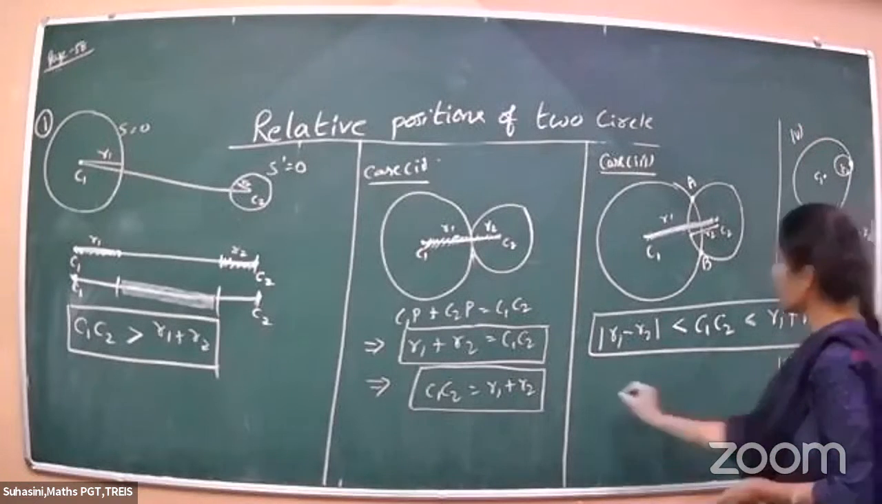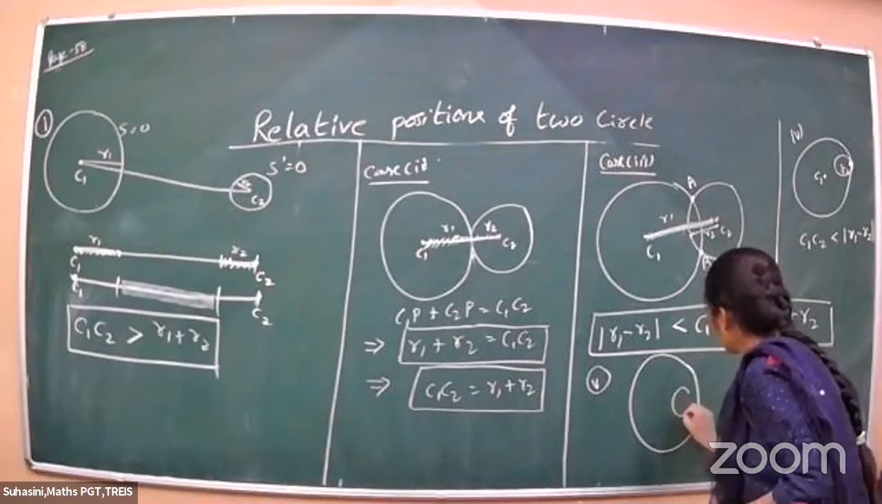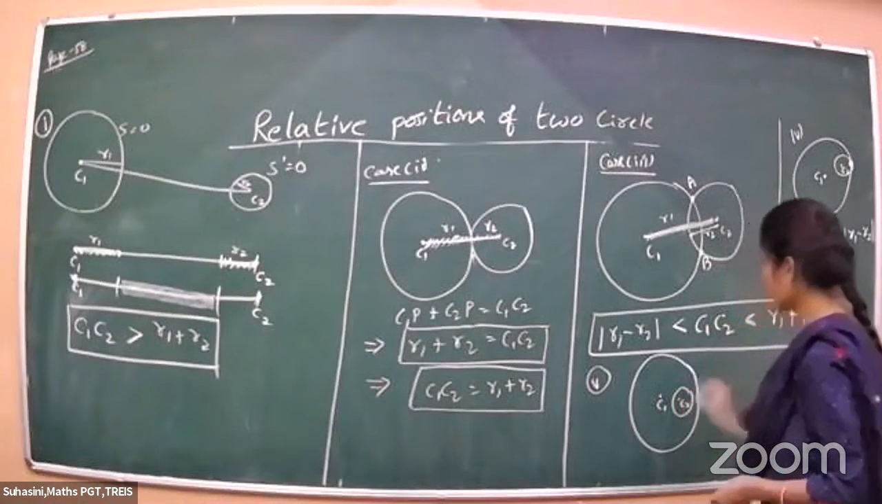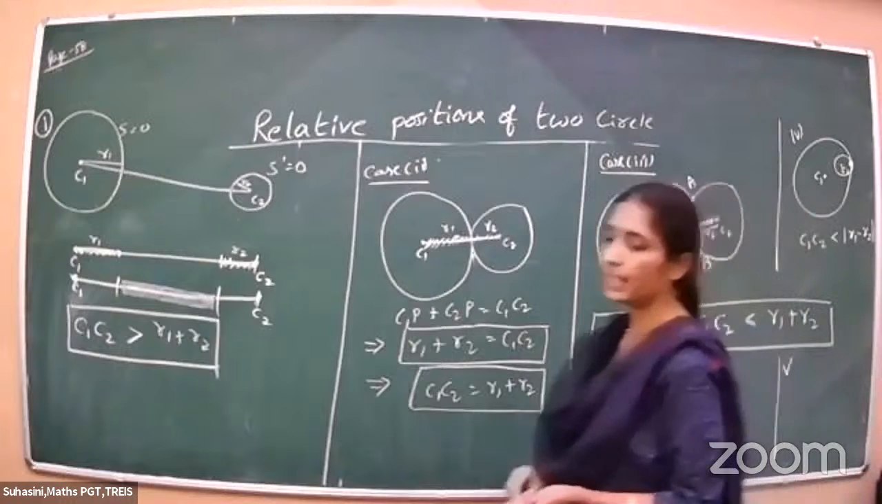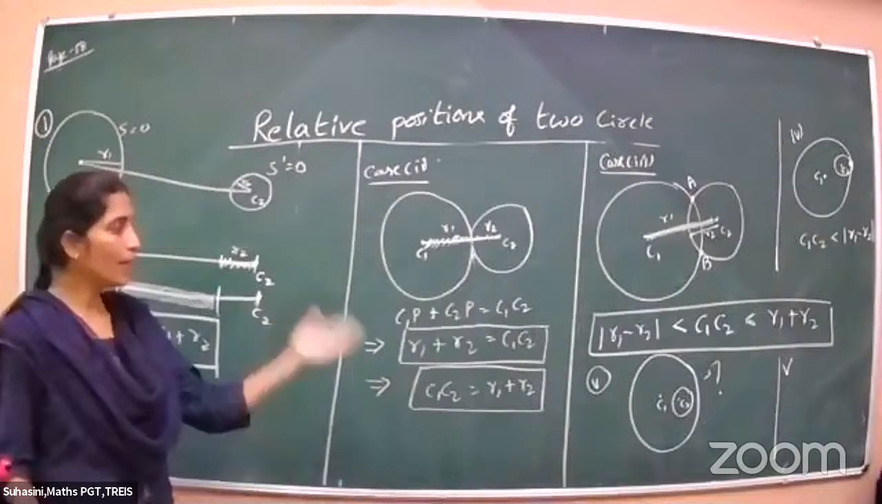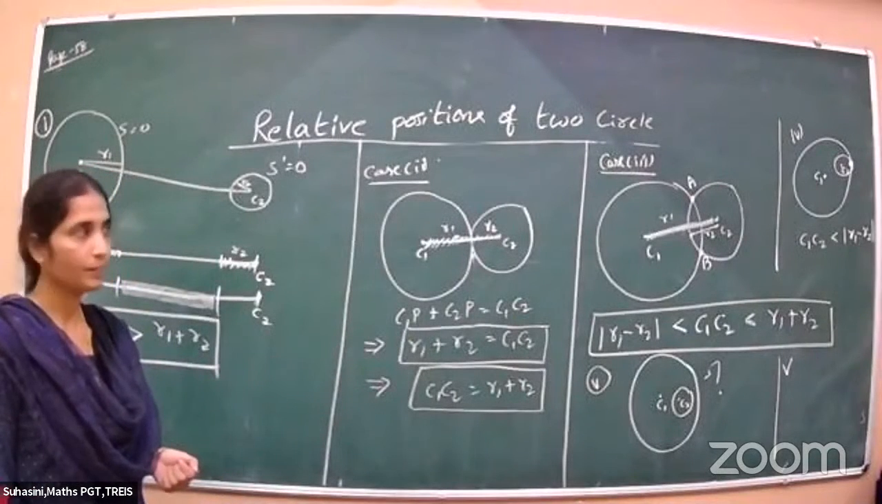And the fifth condition is when one circle lies inside the other and does not touch. Can you tell me what is the geometric condition required for the circle to be inside the other circle but not touch? It is your homework.